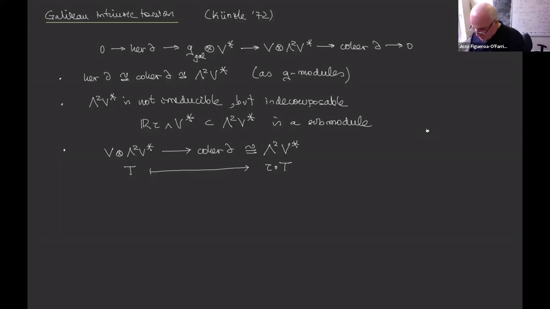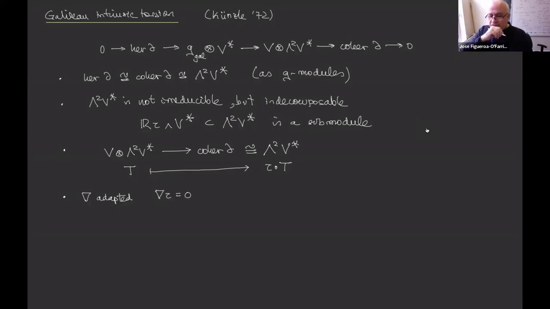So essentially what you're doing is this: you take something in V tensor wedge 2 V star, and you contract the V part with tau. And that gives you something in wedge 2 V star. Okay, but let me show you that this actually is d tau. So suppose you have an adapted connection. Then one thing you know is that it parallelizes the characteristic tensors. In particular, it leaves tau, it kills tau.